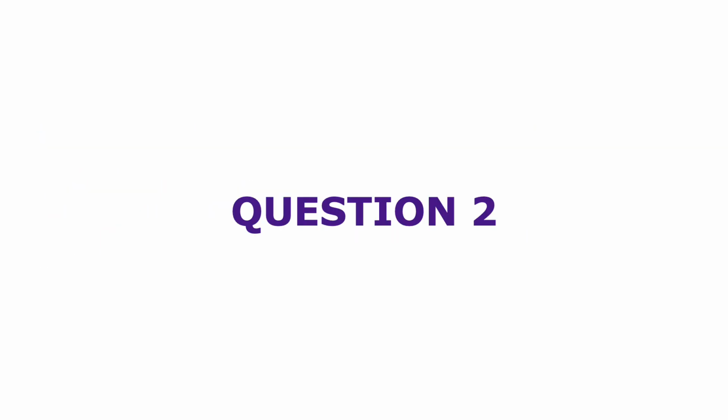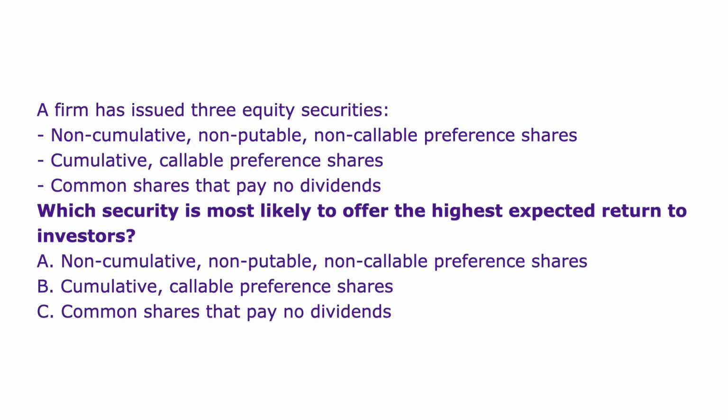Question 2. A firm has issued 3 equity securities: non-cumulative, non-putable, non-callable preference shares. Cumulative, callable preference shares. Common shares that pay no dividends. Which security is most likely to offer the highest expected return to investors? A. Non-cumulative, non-putable, non-callable preference shares. B. Cumulative, callable preference shares. C. Common shares that pay no dividends.